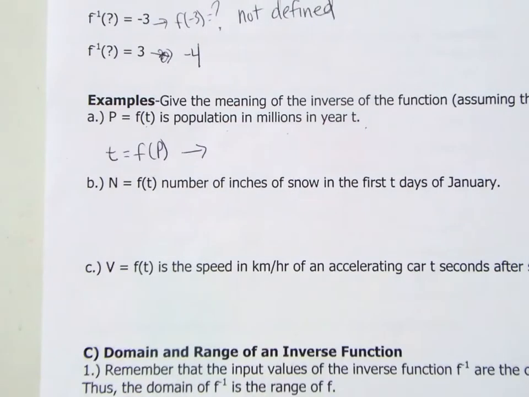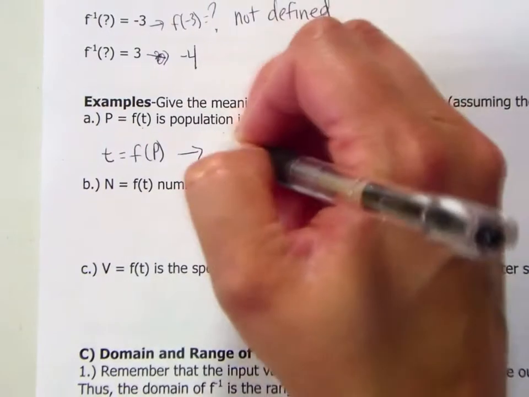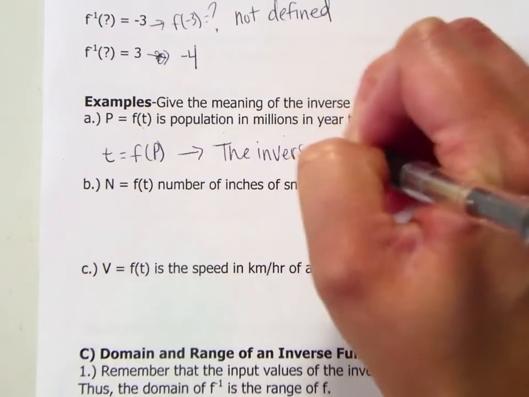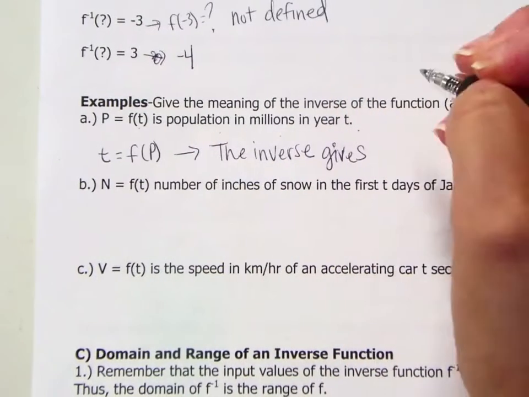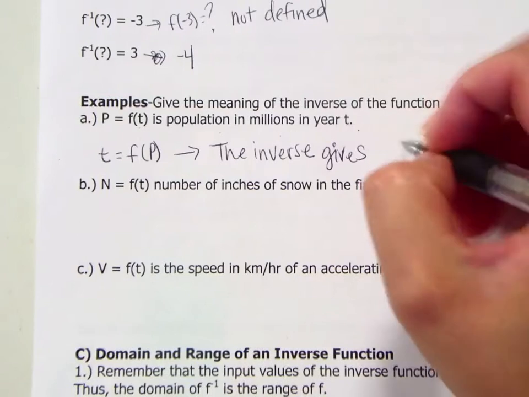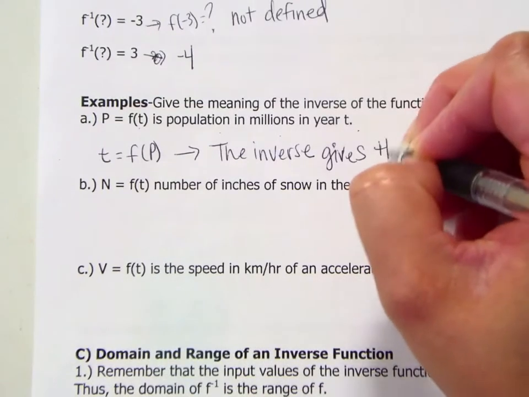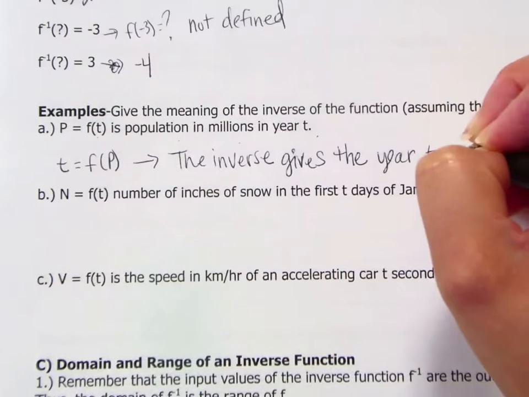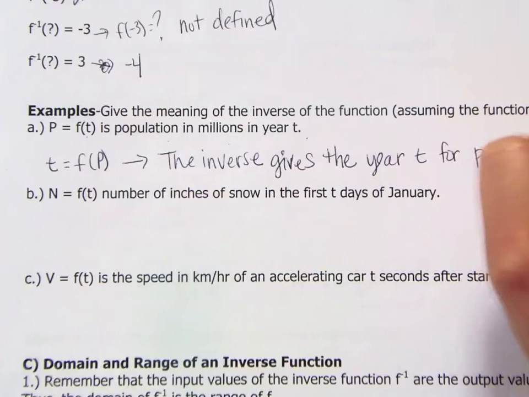So what is the meaning of that? Alyssa? Plug in the population and we'll give you the year. Yeah. So the inverse gives, let's talk about it in terms of what the inverse will give you. The inverse gives, what, Alyssa? The inverse gives the year based on the population. Yeah, it will give the year T based on or for a population P. Good.